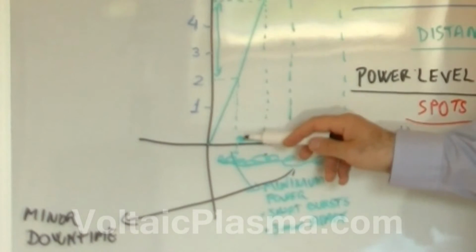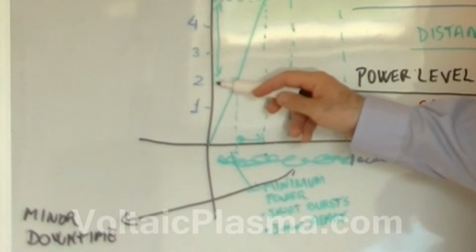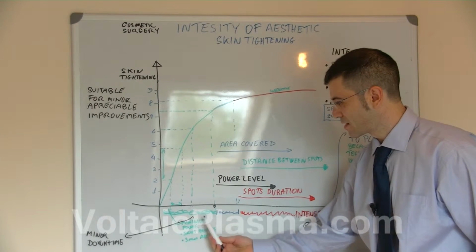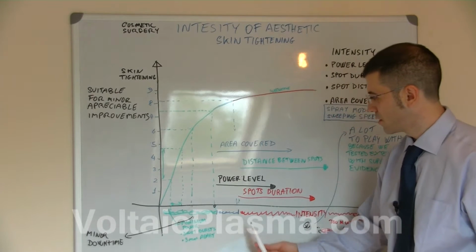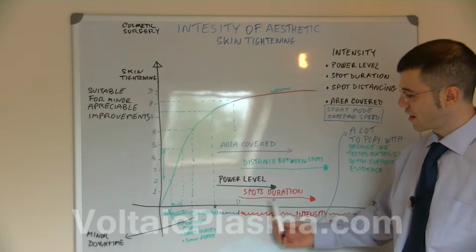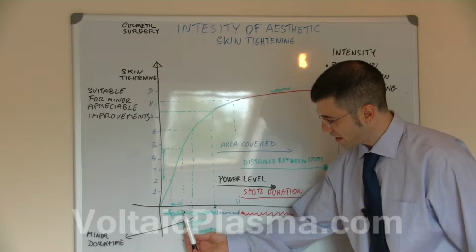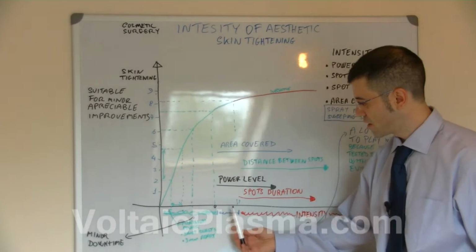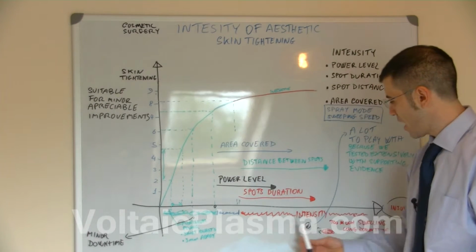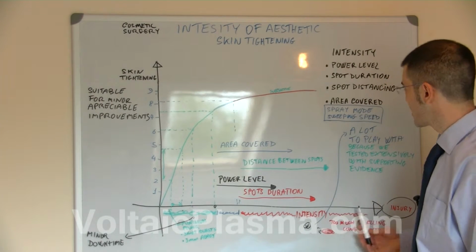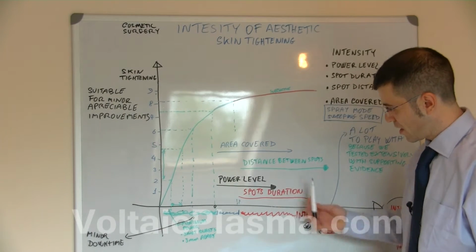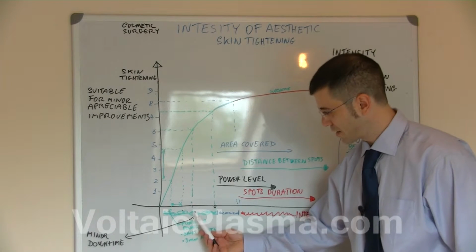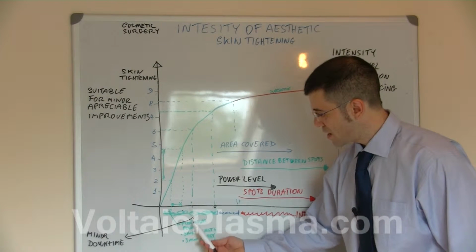With that sort of treatment, you would get a skin tightening result of, say, 2. On the x-axis, we've got a green area, a blue area, and a red area. The green area corresponds to very mild aesthetic treatments, the blue area is medium, and the red area is quite high intensity.